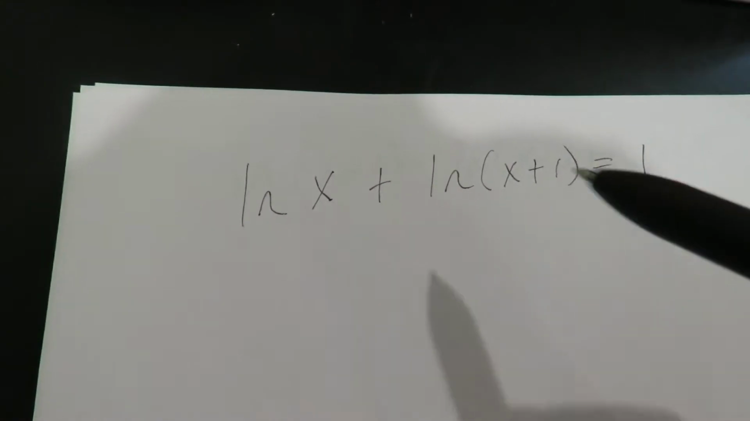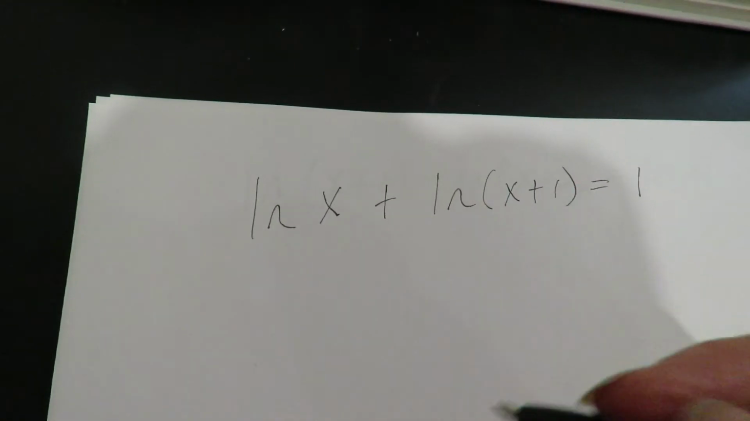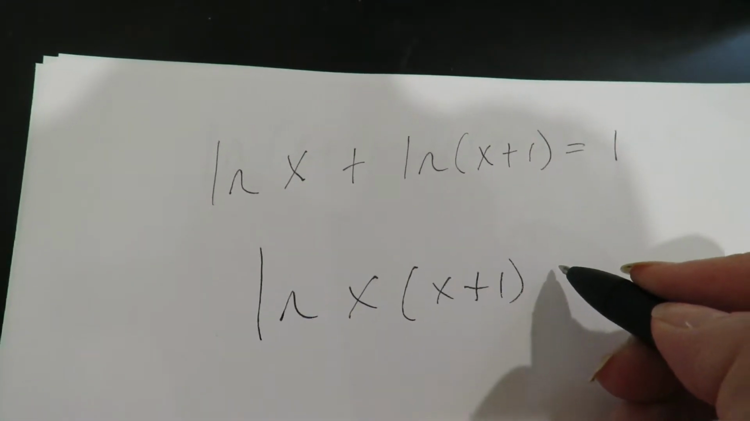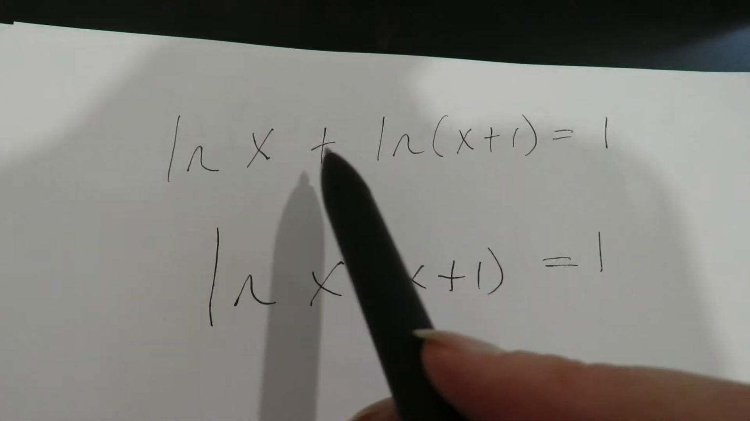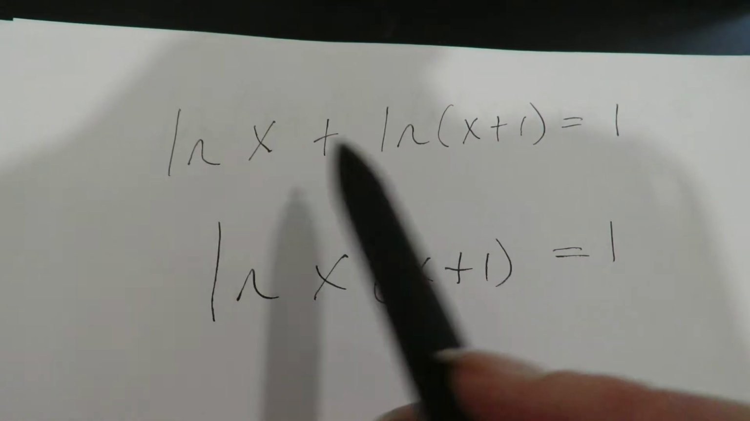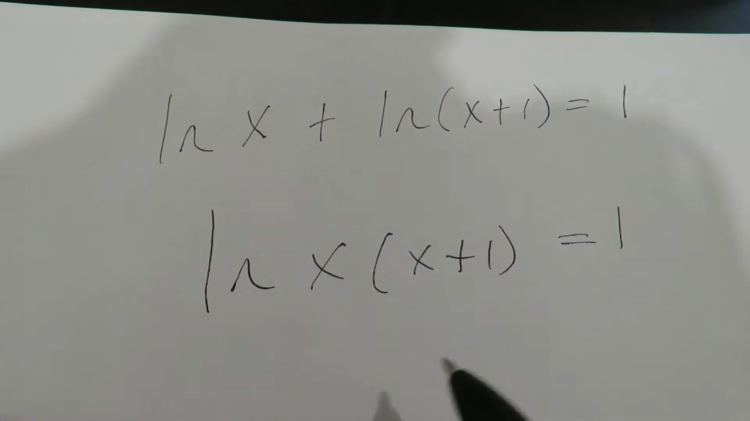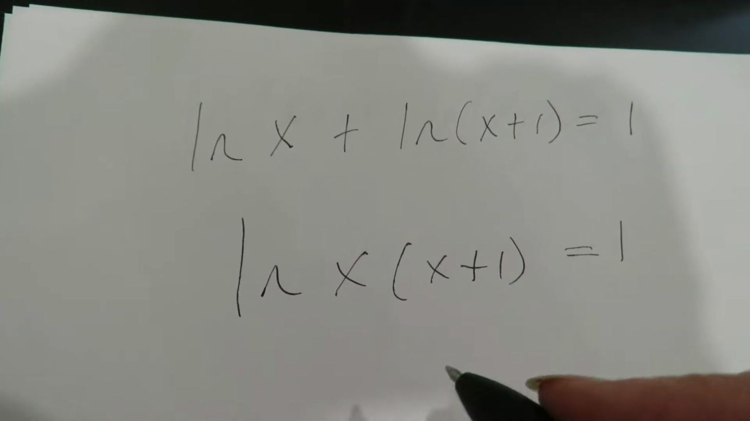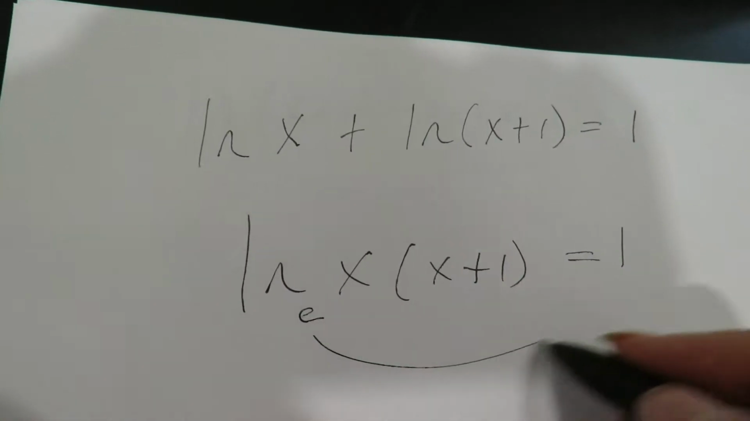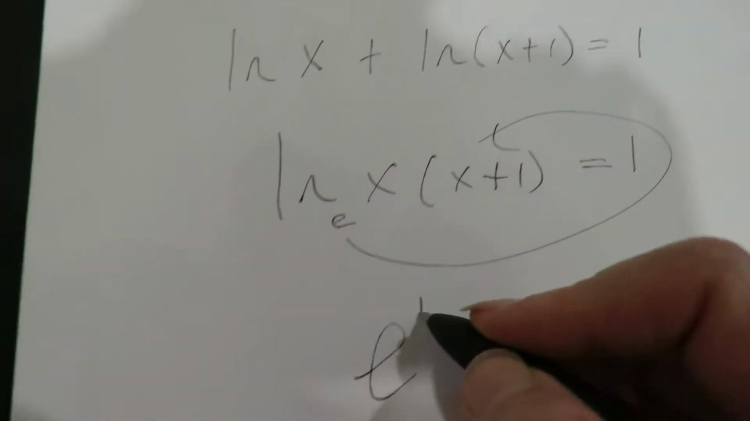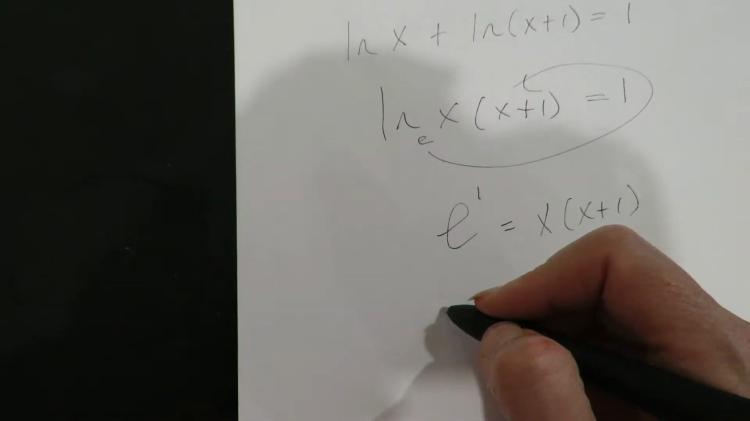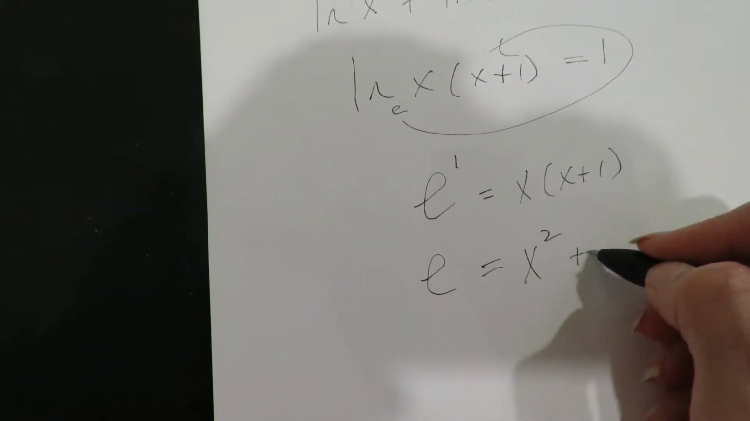So the first thing you want to do is, this is addition, which means that these are being multiplied. So the first thing you want to do is use the log properties to collapse this. You don't rewrite right away. You collapse it into one log because you can only rewrite one log. You can't rewrite two logs separately like that. Now this is an ln, so this is base e, so I'm rewriting the form. e to the 1 equals x times x plus 1. So e equals x squared plus x.